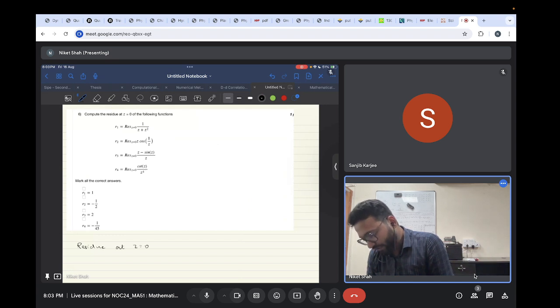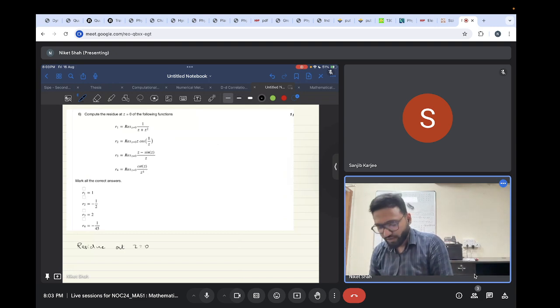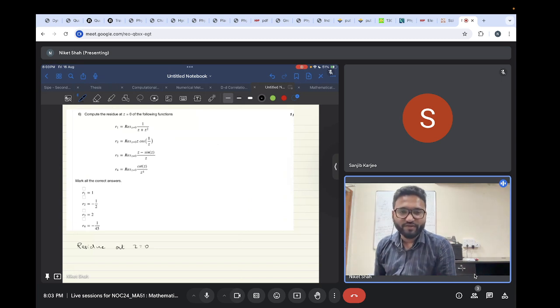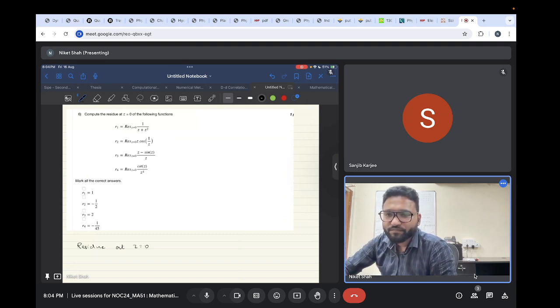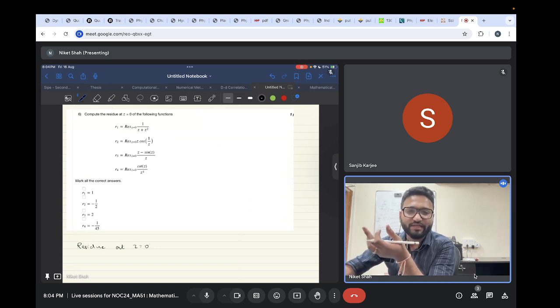What we're supposed to do is compute the residue at z equal to 0 for the following functions. Again, I'll not solve for all the functions. I'll show one or two examples and then the rest you will do yourself. So by the way, what is residue exactly?